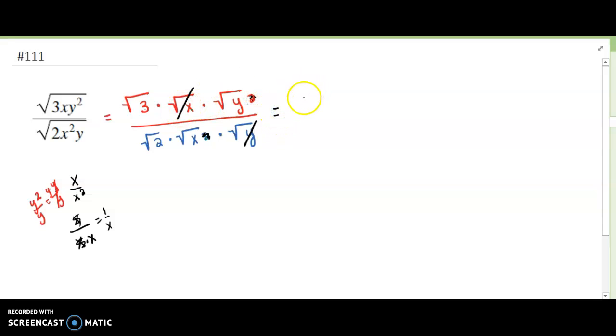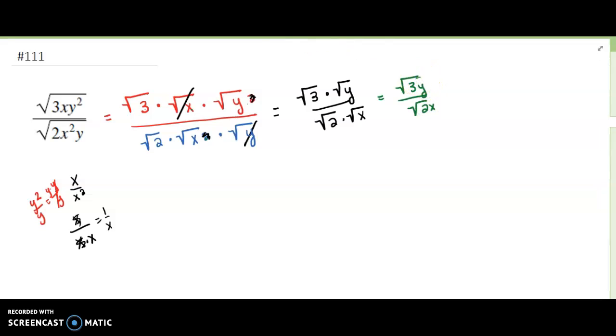Okay, so now I can look at this and now we're at square root of 3 times square root of y over square root of 2 times square root of x. Okay, after I've done this, I want to go ahead and combine them. So square root of 3y over the square root of 2x. Okay, this can't be broken down any more than it is. So now I have to rationalize this denominator.